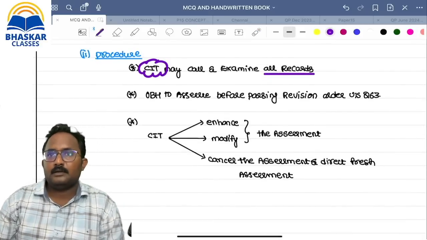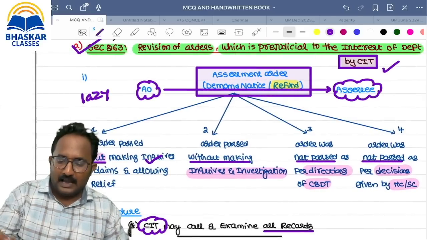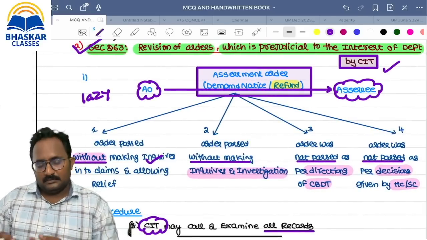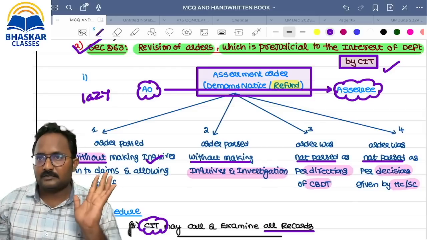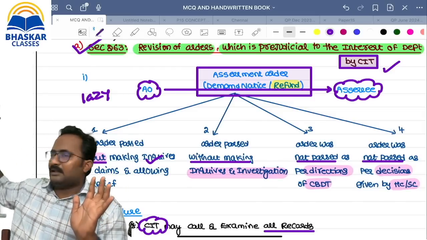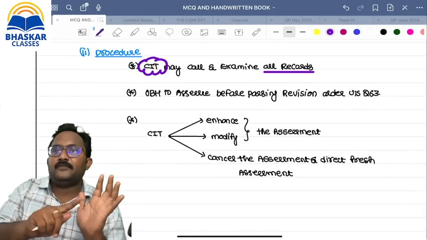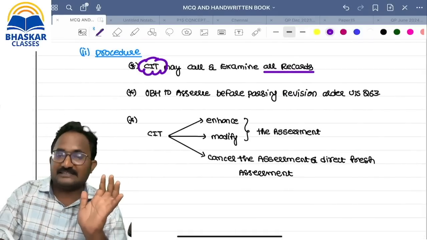All records. Sir, normally, after receiving the order, the assessee is in a very happy position. Why? He was just to be paid a refund, and he got the refund also. And he paid just 1 lakh minimum tax. That is also accepted. So that's why he is in an enjoying position. Now, CIT wants to revise this order in favor of the department. That's why definitely you will have sad feelings now, ma'am.